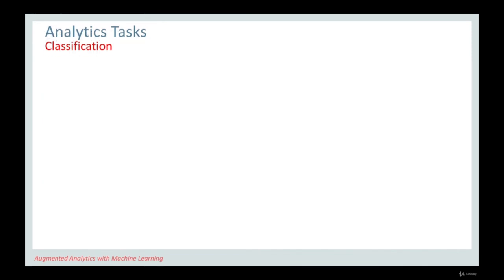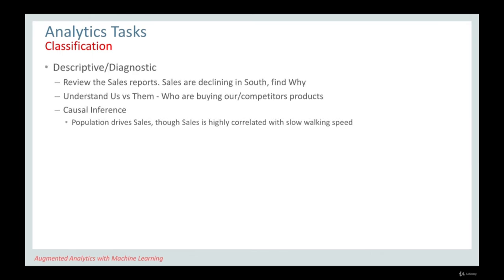Let's look at some of the concrete examples so you understand the difference between standard BI and analytics versus advanced analytics concept. Here are the example of typical BI report. You might be reviewing sales report and identify sales are declining in particular region, and you may want to find out why by looking at more detailed reports. You might be able to figure out some causal inference such as the population that is driving the sales, or maybe the geographical region that might be influencing most of your sales.